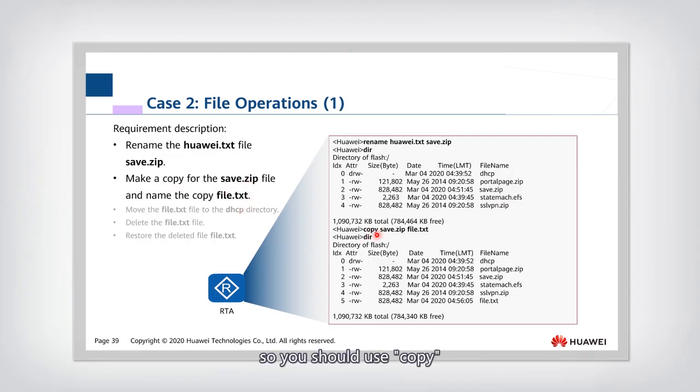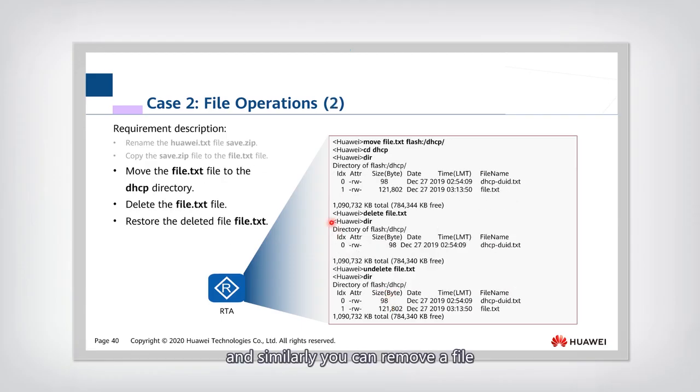Okay, and we want you to make a copy of this file into a new file. So you should use copy, and then let's check together. You can see that besides all the previously existing files, there is a new file named file.txt, right? So we have copied this one to this one. They have the same size. And similarly, you can remove a file, you can delete a file, or you can restore a deleted file using the corresponding command. We will not go through this in detail.